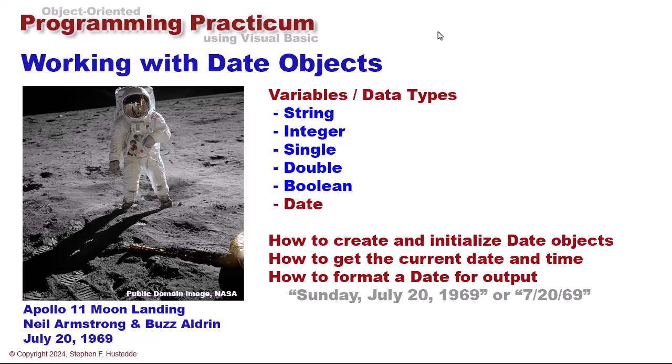and then how to find the difference between dates. I was thrilled as a young boy watching the Apollo 11 moon landing, in which Neil Armstrong and Buzz Aldrin walked on the moon. It was one small step for man and one giant step for mankind, and that occurred on July 20th, 1969.